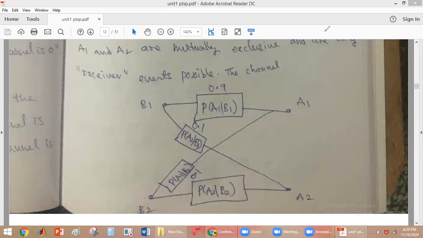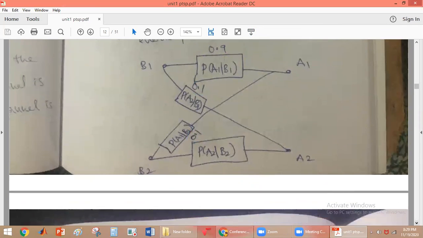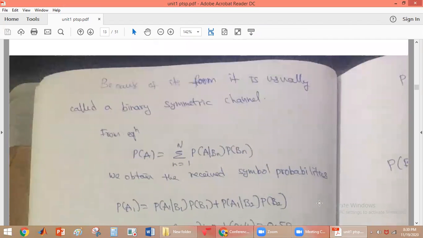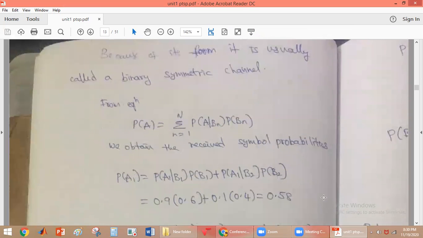Okay, so this figure shows the binary transmission channel. What is a binary transmission channel? A binary transmission channel will be transmitting only two symbols. Binary means two, either 1 or 0. Okay, now what is it that we have to do?